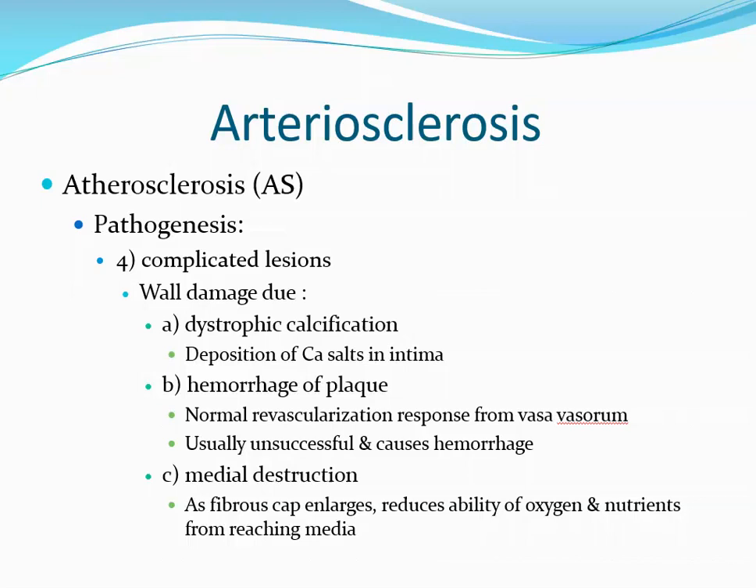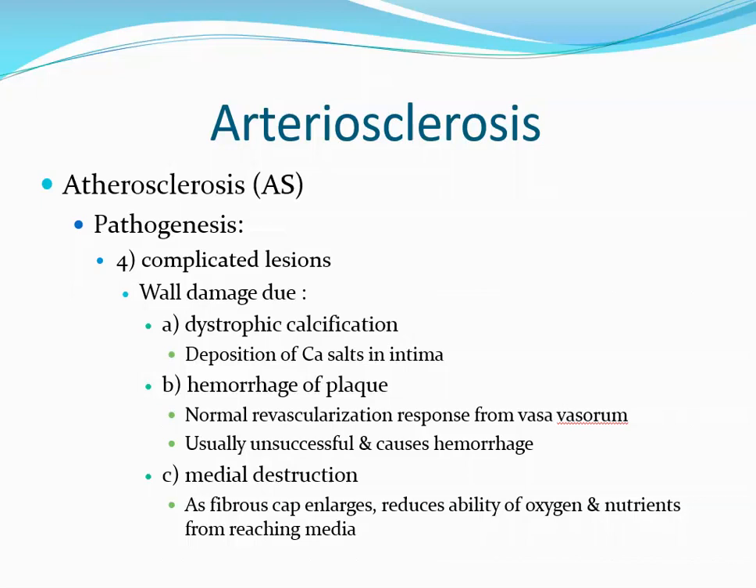As the plaque grows, the vessel is going to try to revascularize this plaque, growing new blood vessels through the plaque. This response is coming from the vasa vasorum within the vessel. Basically, it's trying to grow new vessels to ensure nutrient supply within this new tissue. This process is usually unsuccessful and typically results in hemorrhaging.